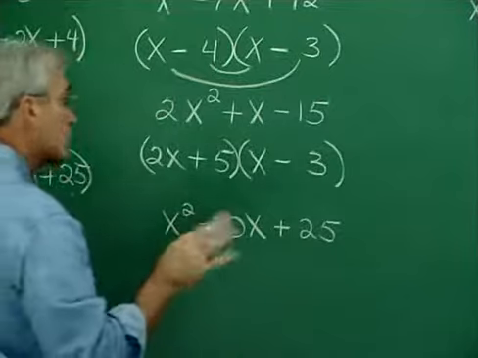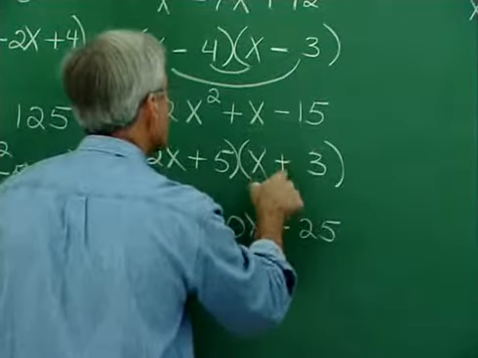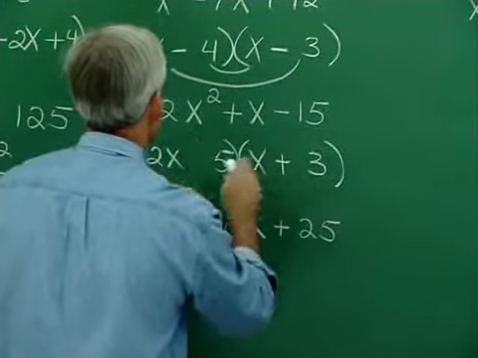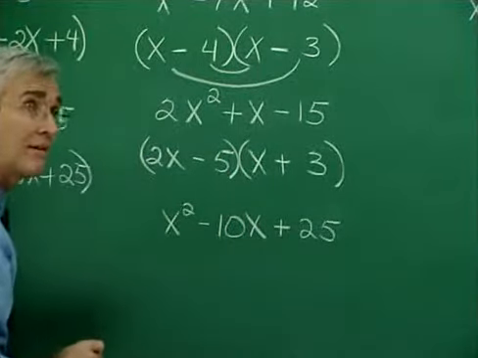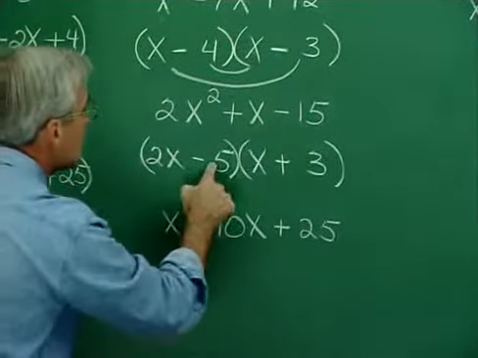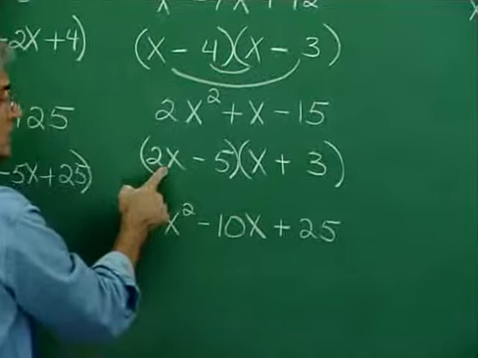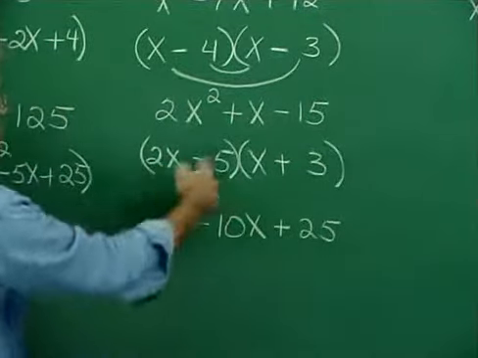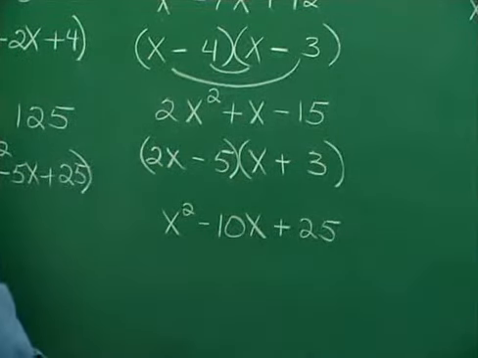What's wrong with this picture? Well, all we need to do is swap signs, make that a plus, make this a minus, and we should have the right factored form. Let's verify the middle term. Minus 5x plus 6x is plus 1x for the middle term. Correct factored form. Here's another one.